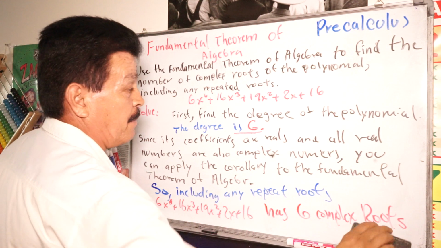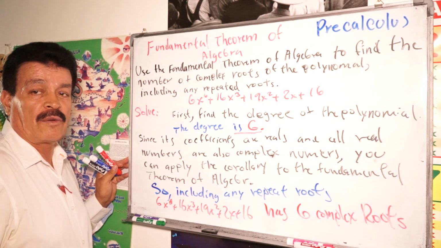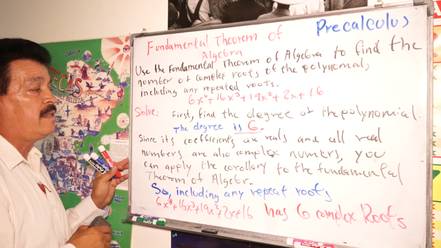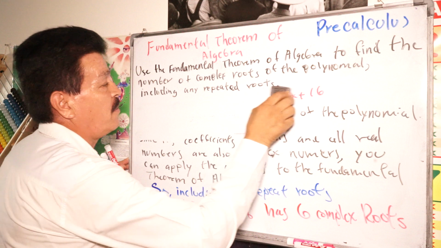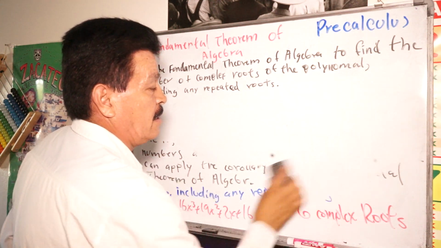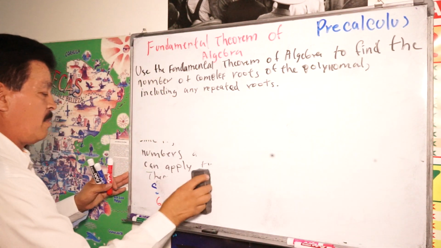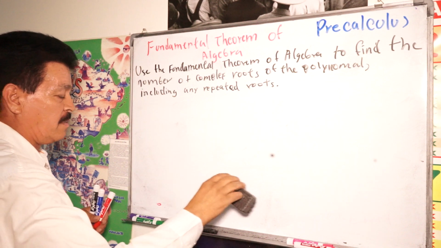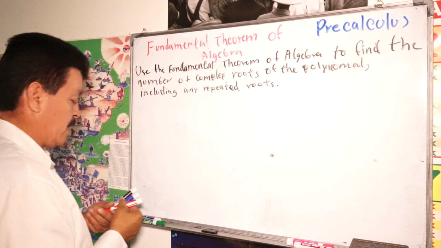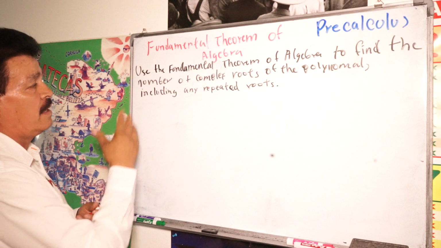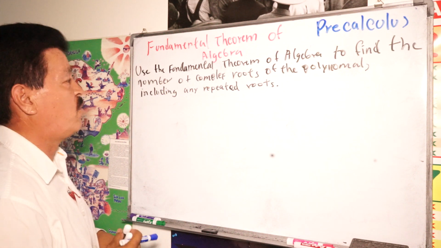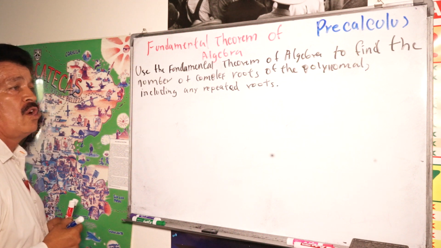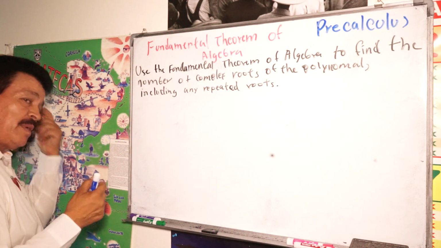So let me show you another problem, similar to this one, just with different terms. Let's write another problem. It's very simple. It's just really explaining the concept. So the next is the same. Use the fundamental theorem of algebra to find the number of complex roots of the polynomial, including the repeat roots.